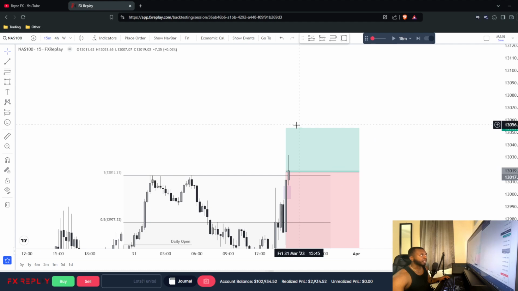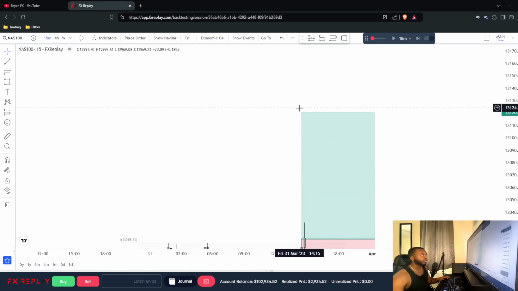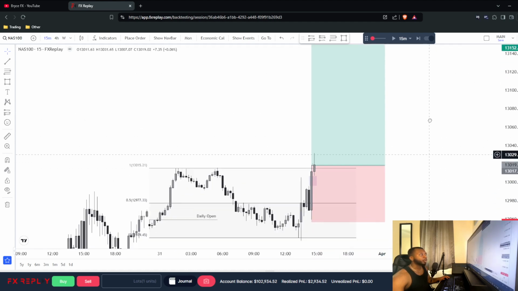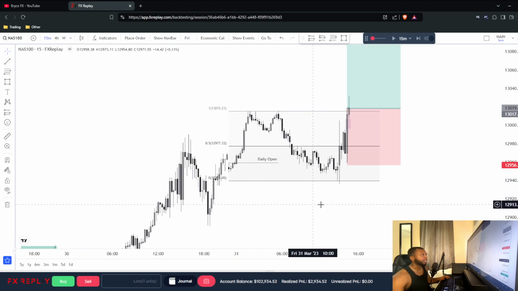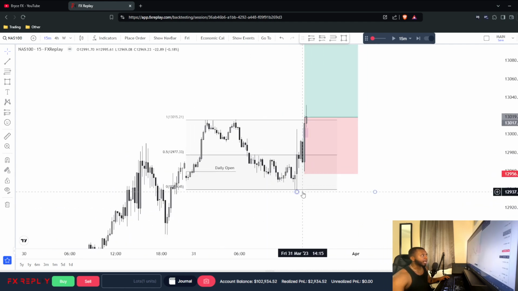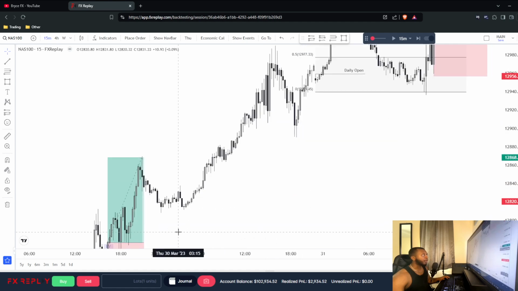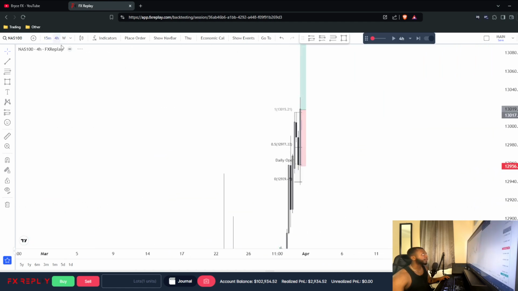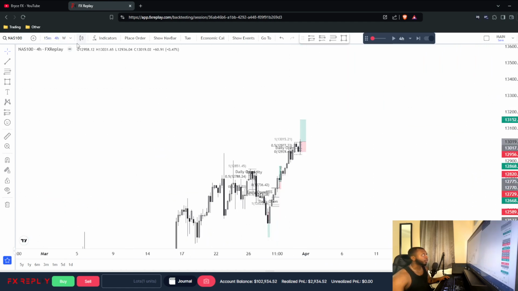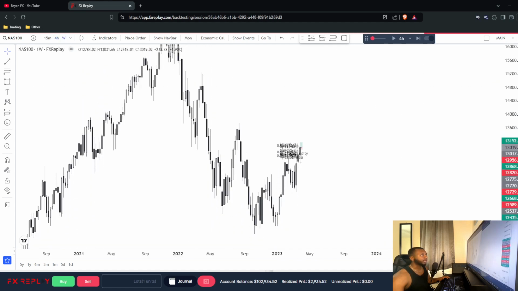Okay, so I see another opportunity here to go bullish. The reason why I want to go bullish on this trade is because what we can see here is the market has started to shift bullish. We're currently going bullish on the trend. We've got the 4 hour as well. You can see also going bullish on the 4 hour, and on the weekly, it's also going bullish.